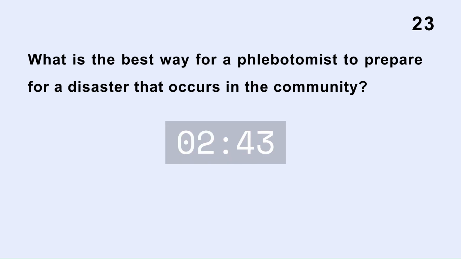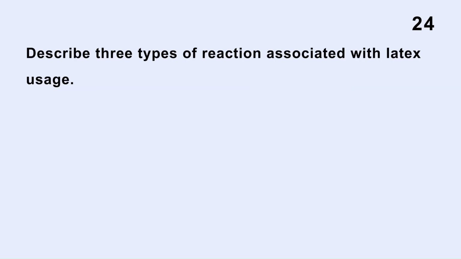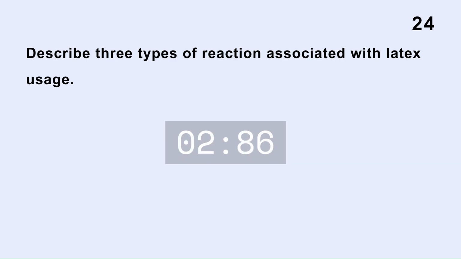Number 23. What is the best way for a phlebotomist to prepare for a disaster that occurs in the community? The plan to follow during a disaster emergency varies from institution to institution. It is important to learn and know your institution's disaster plan. Number 24. Describe 3 types of reaction associated with latex usage.